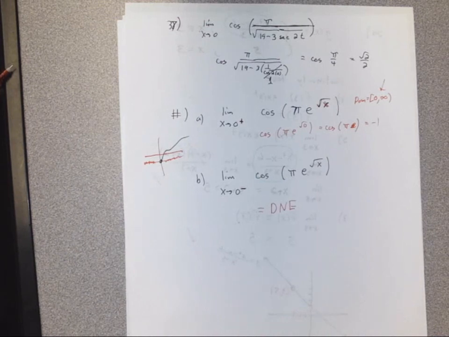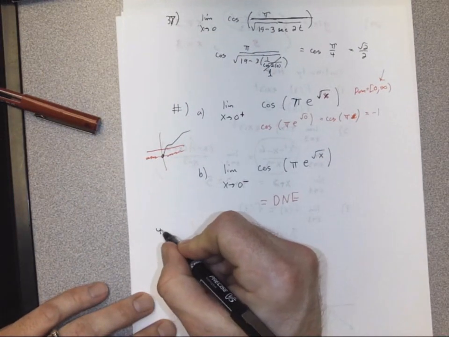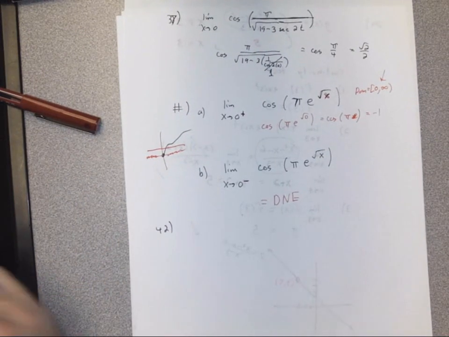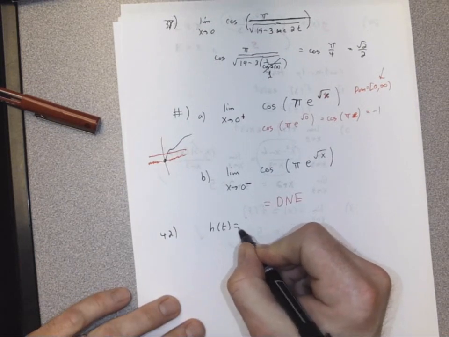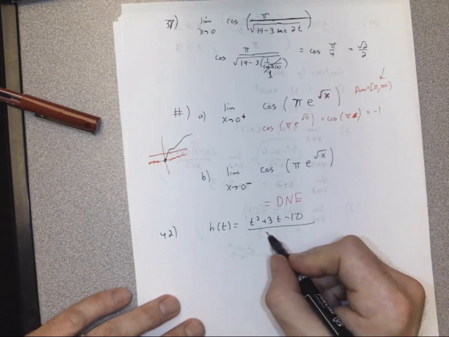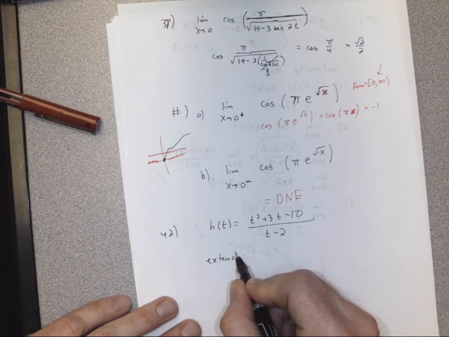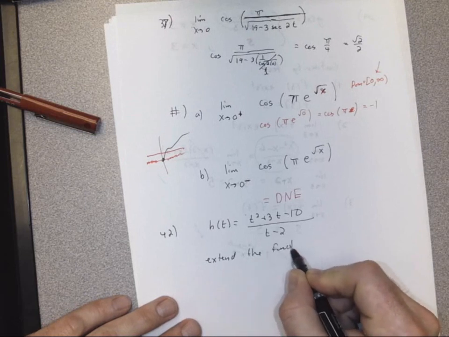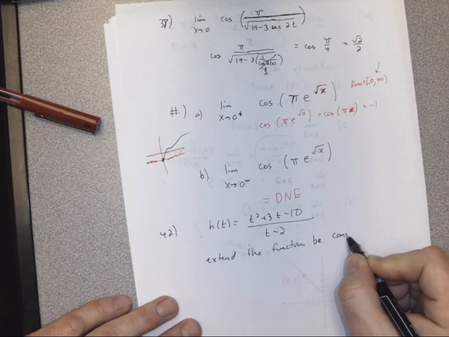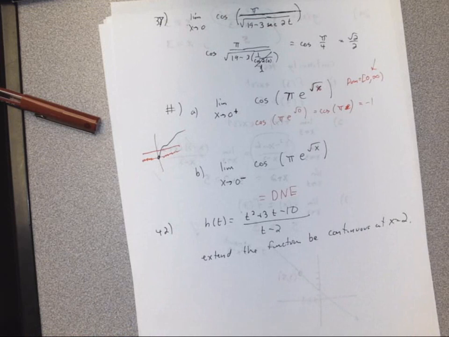Is there another one? All right, so define g of 3 in a way that, okay. I'm doing 42. You guys can do 41. So 42, it says that we're given a function h of t is equal to t squared plus 3t minus 10, all over t minus 2. And what I need to do is I want to extend the function to be continuous at x equals 2. That's what I want to do.